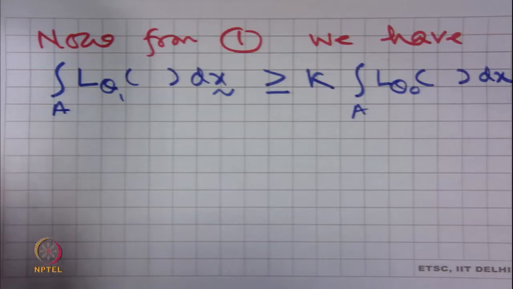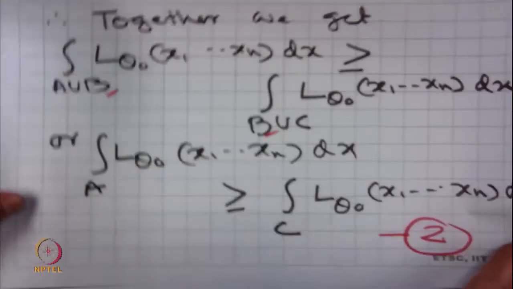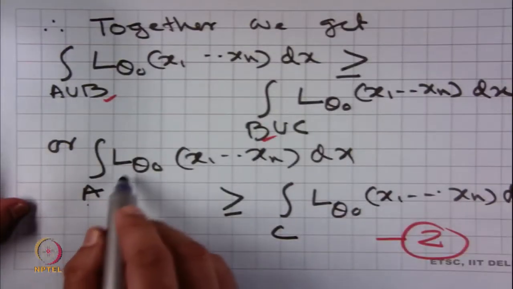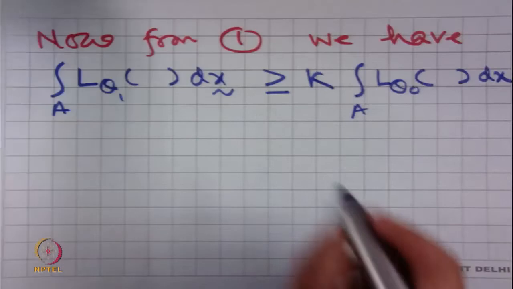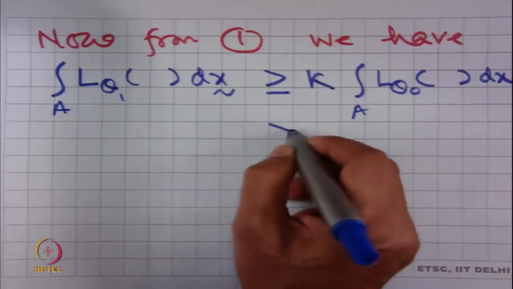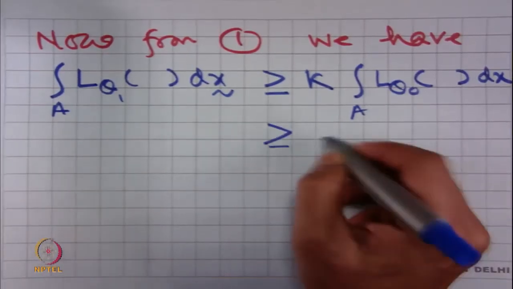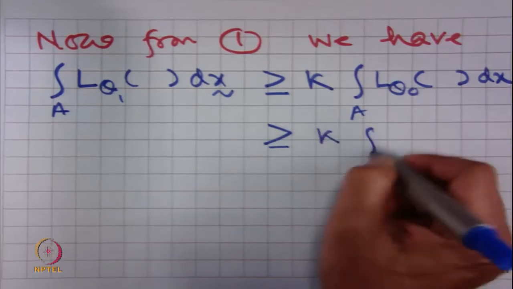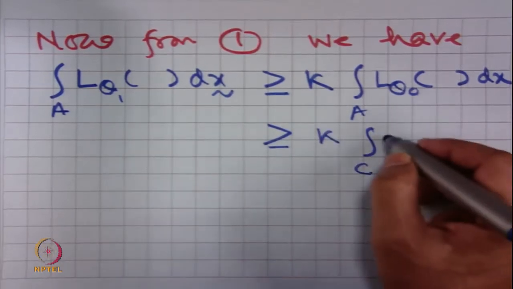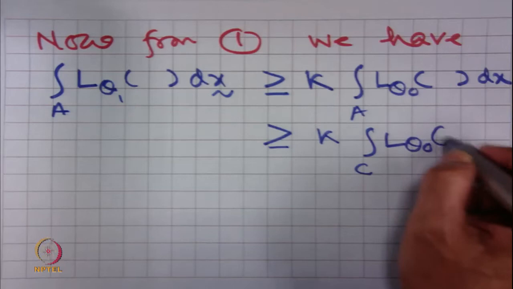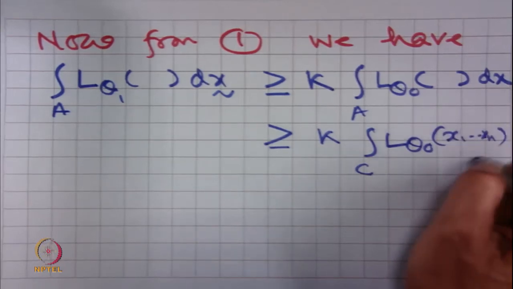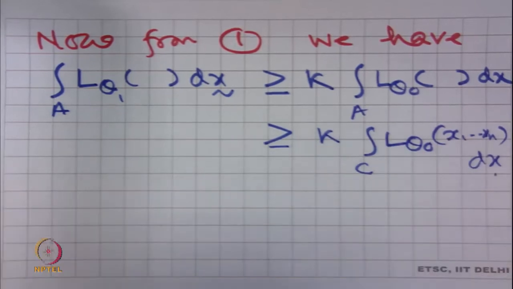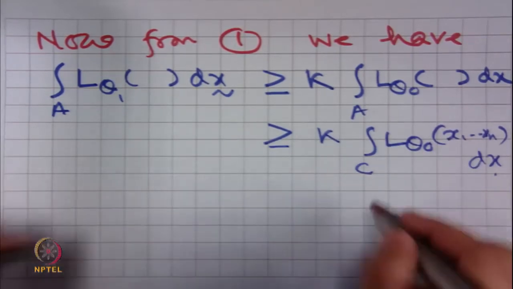and from 2, since we have integration over A of L theta naught is greater than or equal to integration over C of L theta naught, we can write this is greater than or equal to k times integration over C of L theta naught of x1 x2 xn dx. So, let us call it 3.